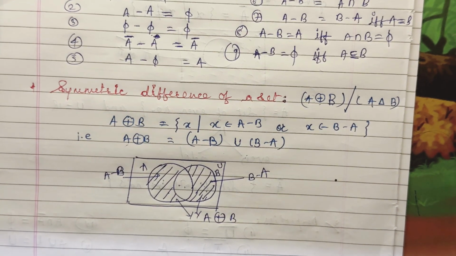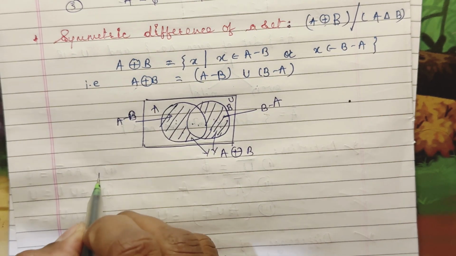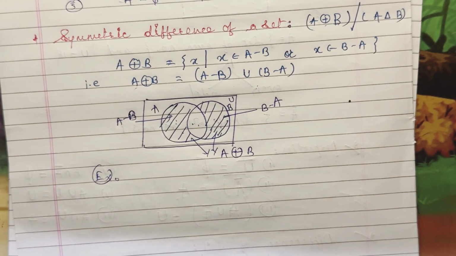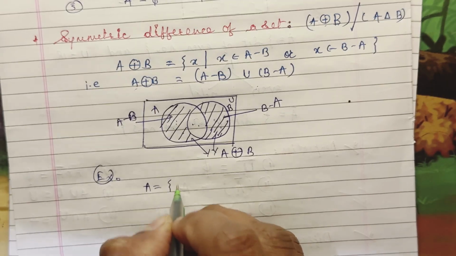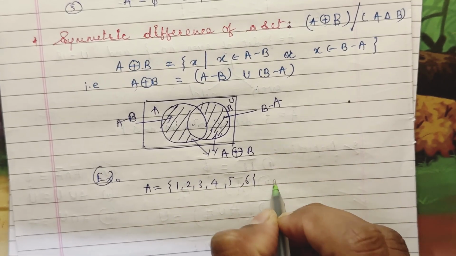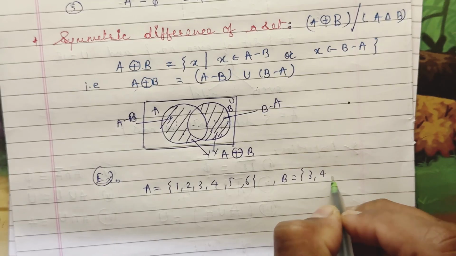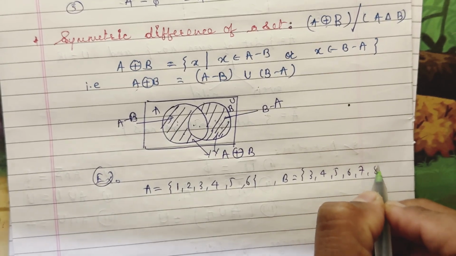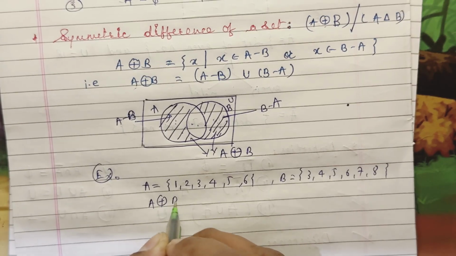We take some numerical examples so that you can get the concept crystal clear. Example: if I consider A as 1 2 3 4 5 6, and I consider B as 3 4 5 6 7 8, and we want the symmetric difference of A and B.